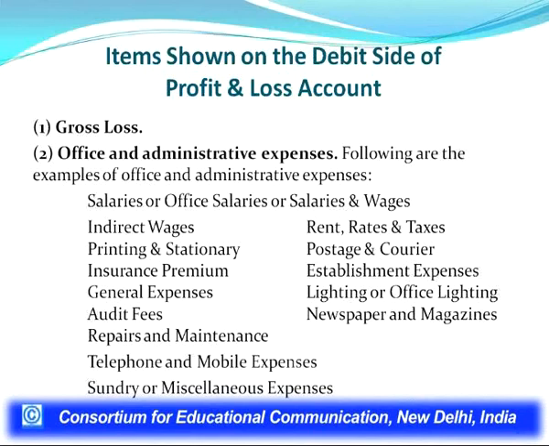Then second is office and administrative expenses. There are many types of office and administrative expenses which may be named in different manner. Here we have given some examples. Salaries. In financial accounting, it is considered that if we are using the term salary, it means it is for office staff. So, the salaries or office salaries, again it is that part of office and administrative expenses.